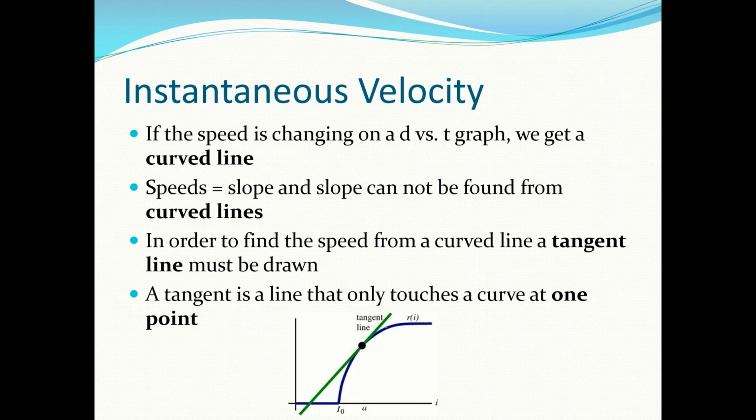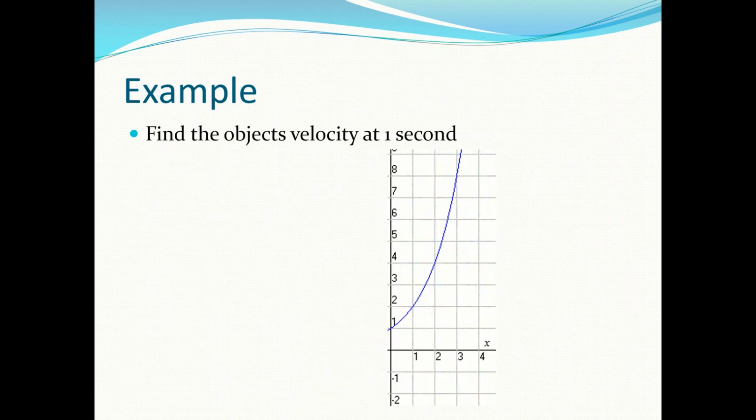So you can see that this is our curved line. We're slowing down going forwards. And this is our tangent line right here. So our tangent line just touches it at one point. So we can do this.